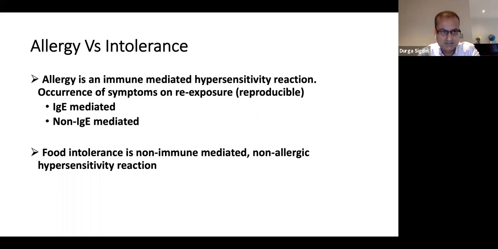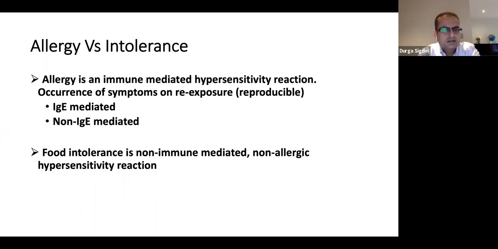On the other hand, intolerance is not immune-mediated. Most of the time it is enzymatic. One of the common examples is lactose intolerance. And this is again a hypersensitivity reaction. So the key feature is that allergy is immune-mediated and it's always reproducible, and intolerance is non-immune mediated.